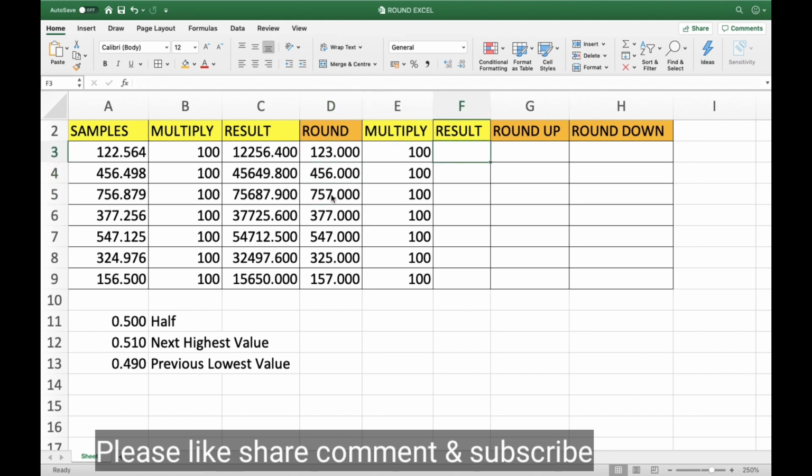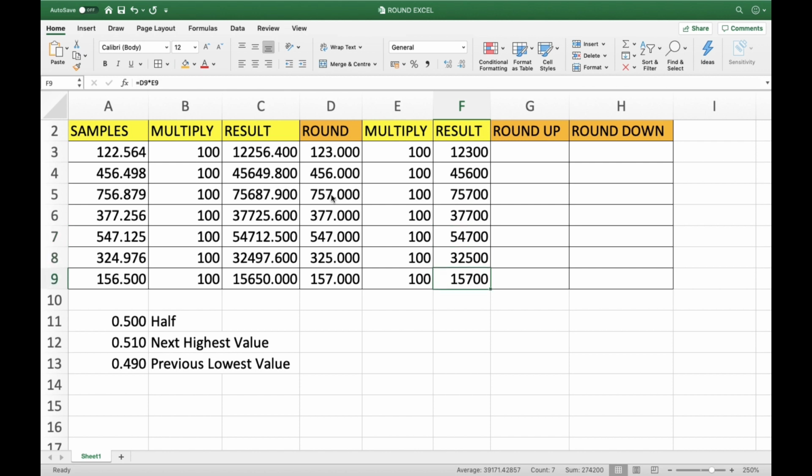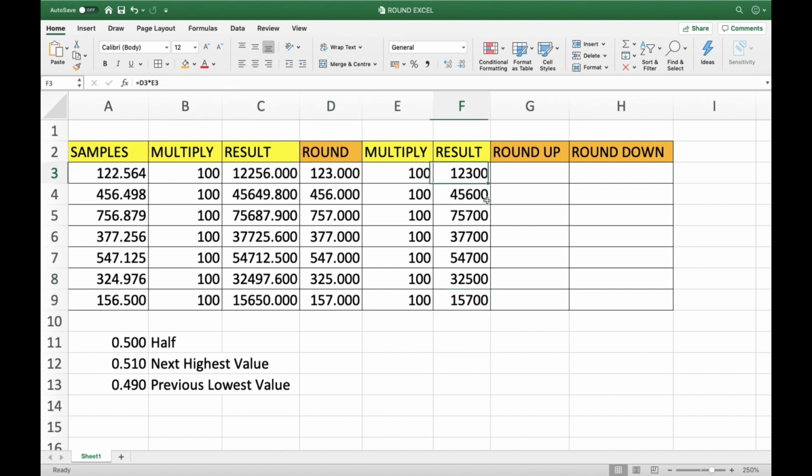Now let's see the result. Okay, I again multiply this value with 100, and now see the result. Now the result is what we were looking for, a rounded result. Okay, so great. Hope you understood how we round the actual numbers and not just hide the decimal points.